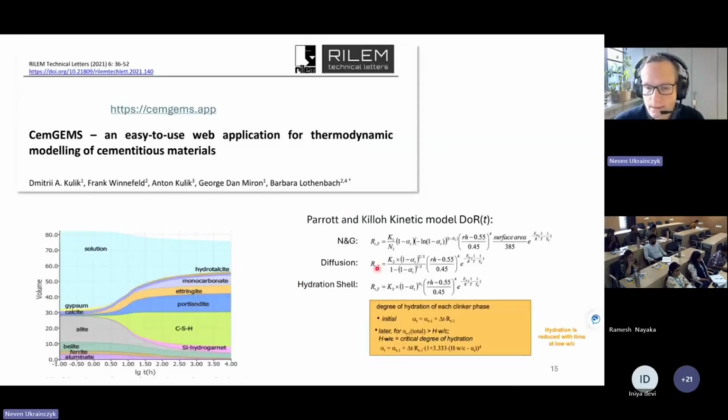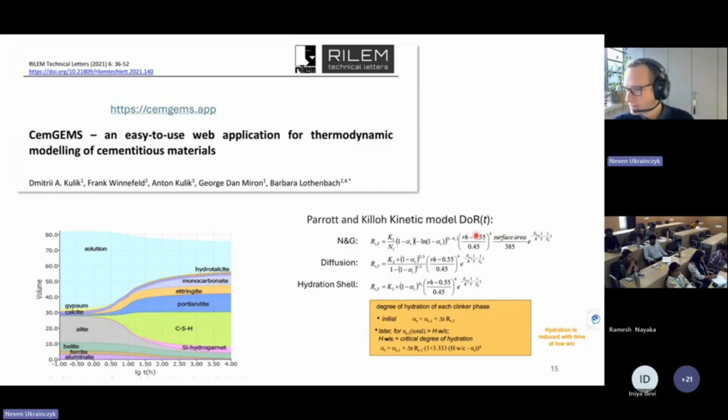So this is what Barbara Lothenbach implemented in GEMS like 10 years ago in her papers, and now it's implemented also in this same GEMS app. There are also other models you can use, but they are all empirical models, just fitting the exponential shape of the degree of reaction.